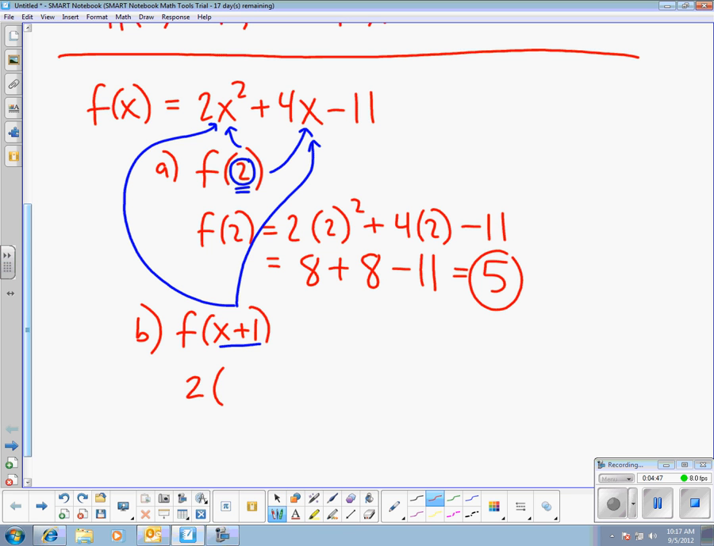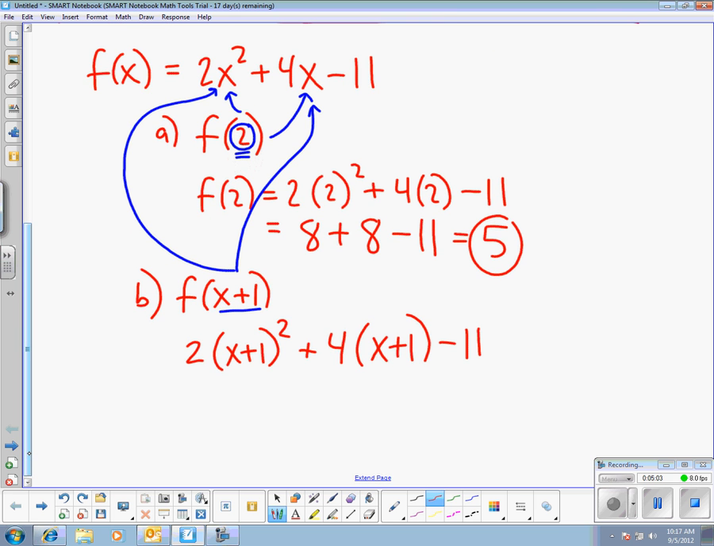If I plug in x plus 1 where I had an x, that's what it looks like. And then I had 4 times x, so I'm going to have 4 times x plus 1 minus 11. That's the thing that people struggle with. Whatever is inside this function call goes in for x in your original function. And put it in parentheses so you don't mess up your order of operations. So first thing I do is square these parentheses.